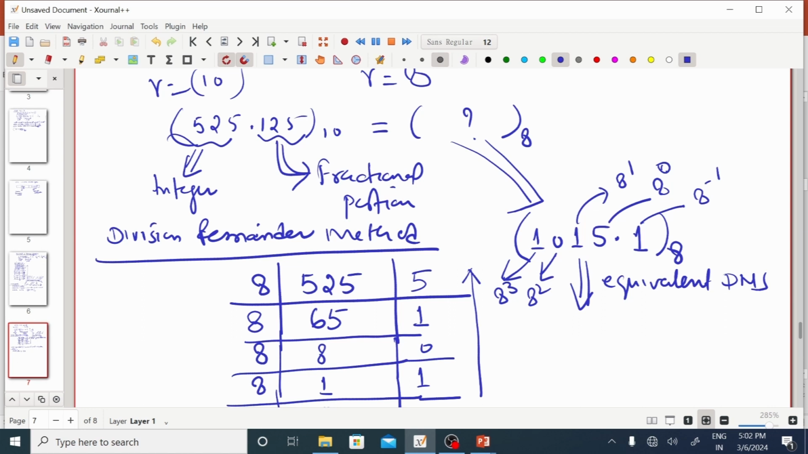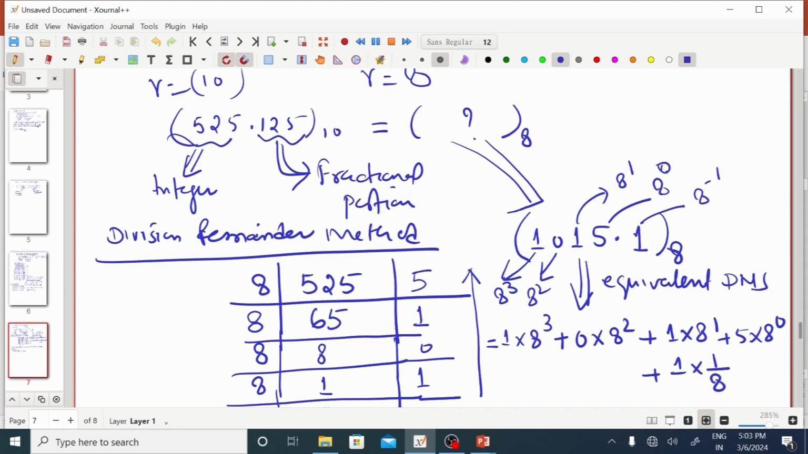So for obtaining the equivalent number in the decimal number system, what is here? 1 multiplied by 8 to the power 3 plus 0 multiplied by 8 to the power 2 plus 1 multiplied by 8 to the power 1 plus 5 multiplied by 8 to the power 0 plus 1 multiplied by 8 to the power minus 1, means 1 divided by 8.